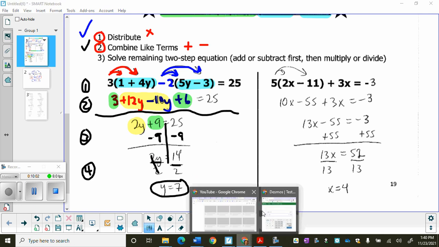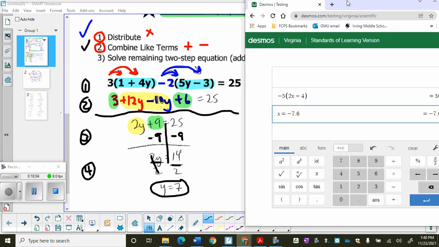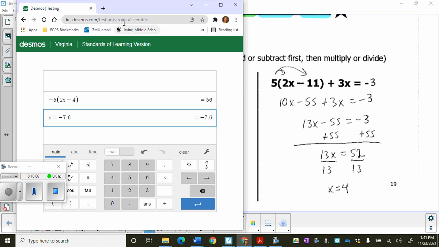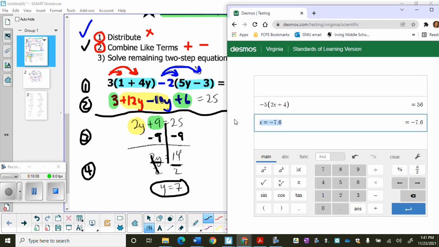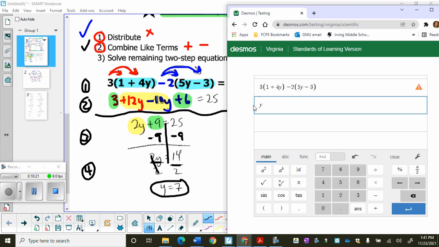Now, y'all know I'm about to check. Don't let me forget to check. All right, so for this one, let me move that back over. All right, let's clear that out. And this time it was a 3, and we had 1 plus 4y. Cool. And then we're going to say minus 2 times 5y minus 3. And we got that y was 7.